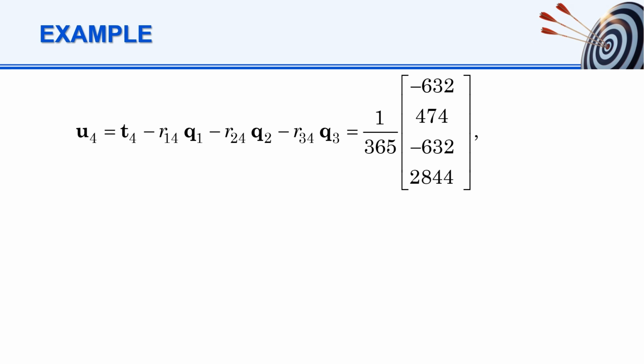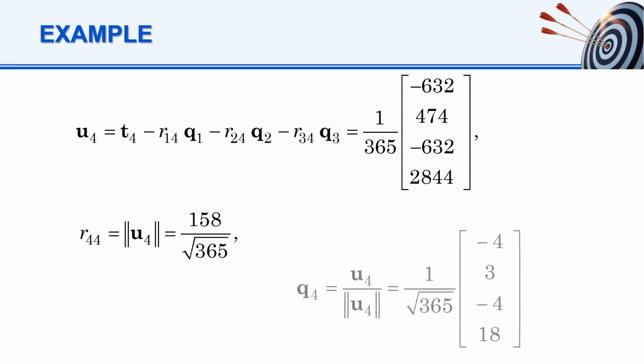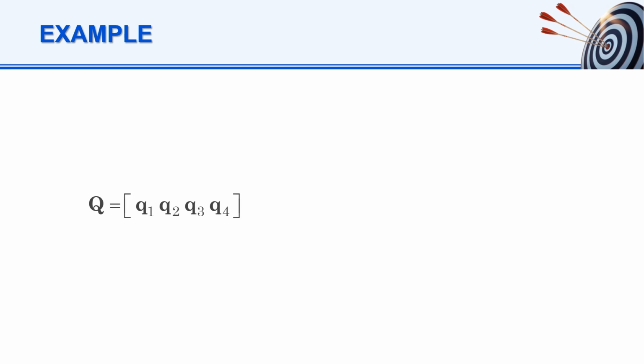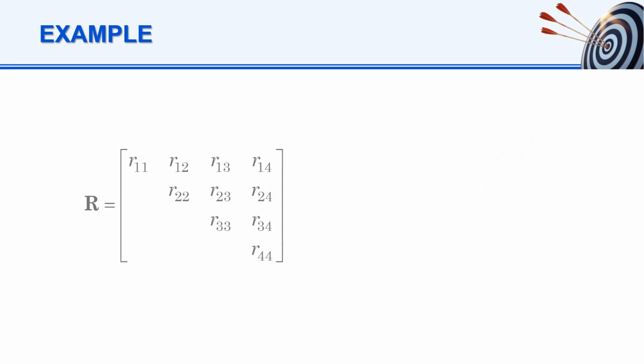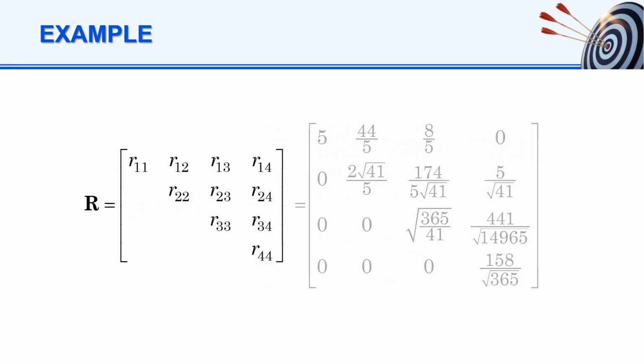Finally, we subtract the projections of Q1, Q2, and Q3 from the basis vector T4, which gives the vector U4. Its magnitude r44 is obtained as follows. The orthogonal vector Q4 is found by setting it to the unit vector of U4. The columns of matrix Q are the orthonormal vectors. The matrix R contains the computed values of rij as follows.